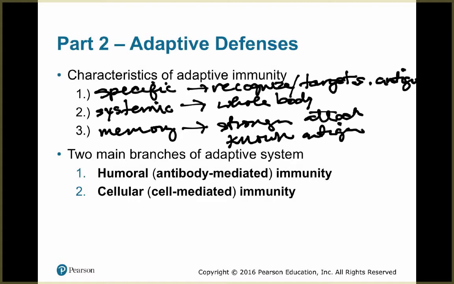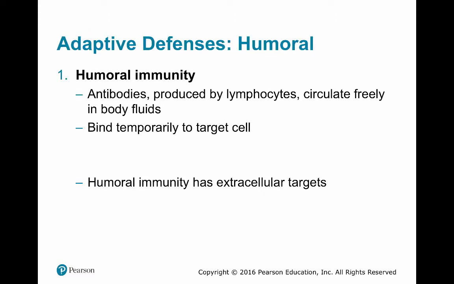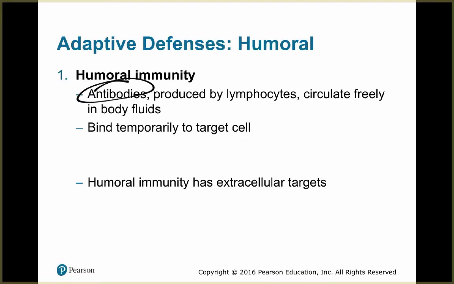And so there are two main branches of this. There are both the humoral or antibody-mediated immunity and the cellular, which is cell-mediated immunity. So let's talk about the humoral immunity really quick. So this has to do with antibodies. The antibodies are produced by lymphocytes and they circulate freely in the body fluid. Right? They bind temporarily to target cells.